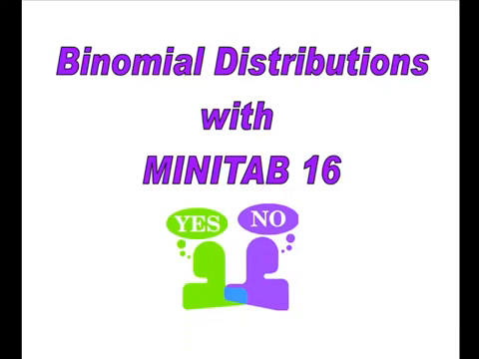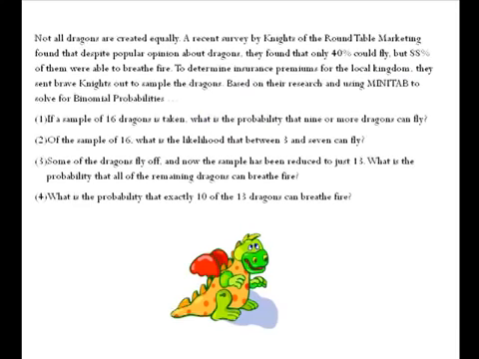This time it's how to solve binomial distributions with Minitab 16. I'm going to look at dragons this afternoon. Not all dragons are created equally. A recent survey by Knights of the Round Table Marketing found that, despite popular opinion about dragons, only 40% could fly, but 88% of them were able to breathe fire. To determine insurance premiums for the local kingdom, they sent brave knights out to sample the dragons.